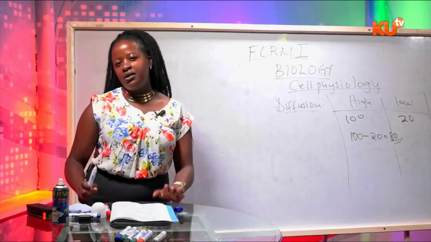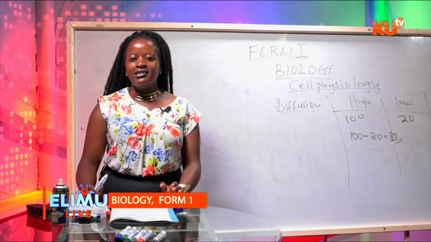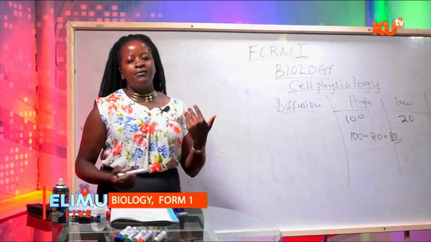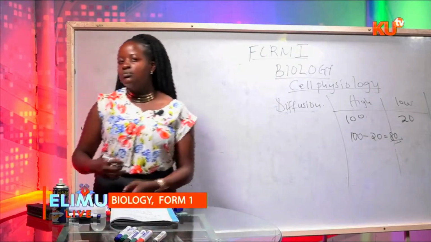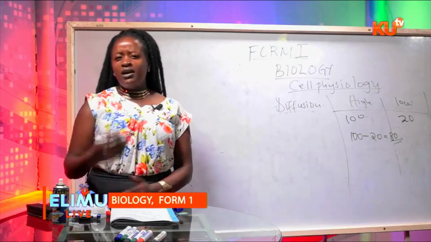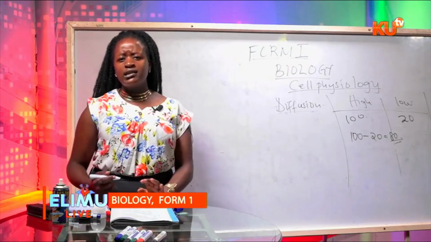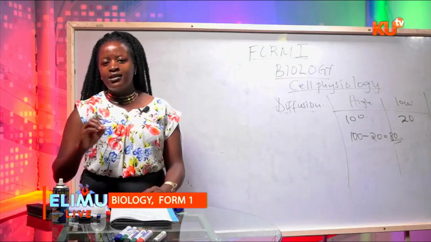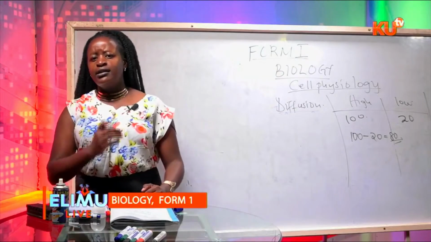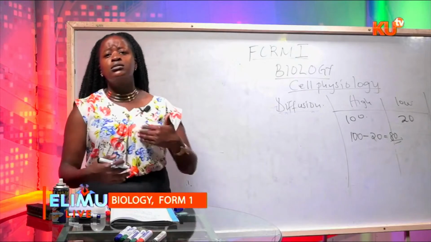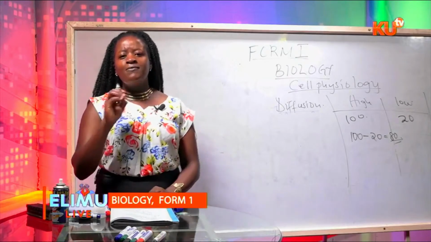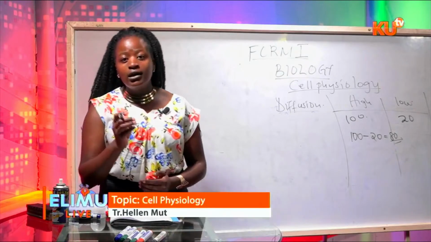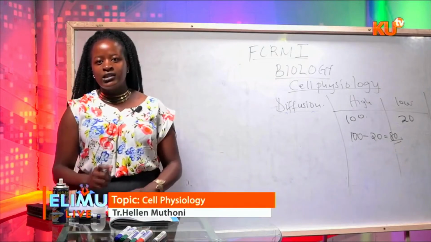After the experiments, we are going to look at what affects diffusion. What makes diffusion to be fast? What makes diffusion to be slow? What makes diffusion to be higher? And what makes it to be low? So there are factors that affect the rate of diffusion. Rate means how fast or how slow something happens. So there are factors that affect how fast diffusion takes place or how slow diffusion takes place.